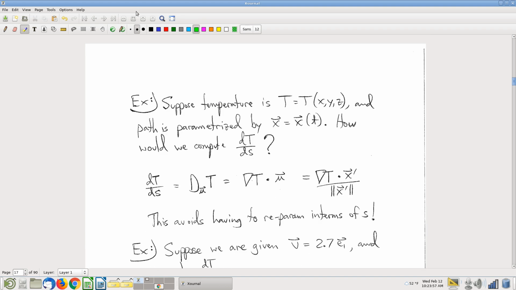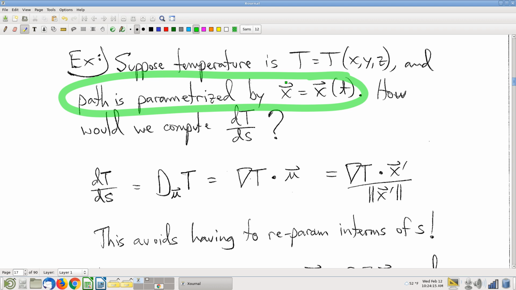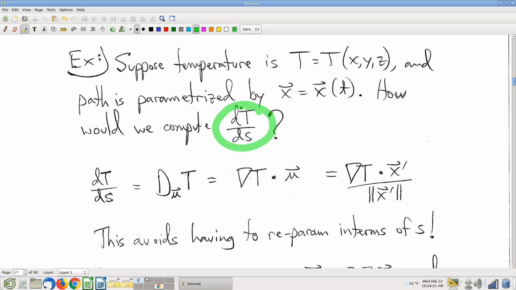I want to show you how you can use directional derivatives in computations sometimes. Here's a scenario. Suppose we're keeping track of the temperature as a function of location in some three-dimensional context. And we're moving on a path that's parameterized. The question asks, how would you compute dT/ds? Now be careful of the idea of just plugging the parameterization into the temperature function and taking the derivative of that as written, because that would compute the rate of change of temperature with respect to time, which is not what we asked. We've asked for the derivative with respect to distance traveled.